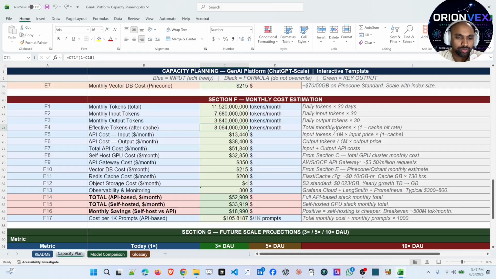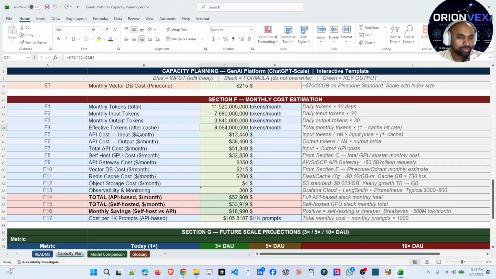How are we getting total monthly tokens into 1 minus cache hit? That will give the effective tokens after the cache. We don't need to consider the cache because it is not going to hit the origin server. Around 30% of them is not going to hit the origin server because we already have the data residing in the cache server. It can fetch the data from the cache server instead of going to the LLM model.